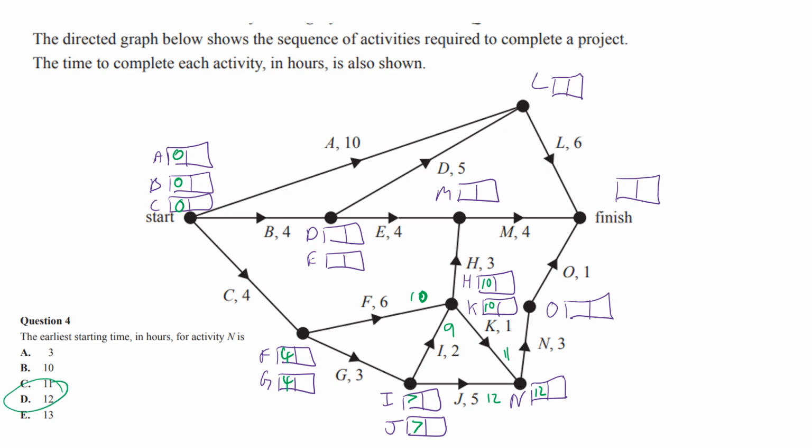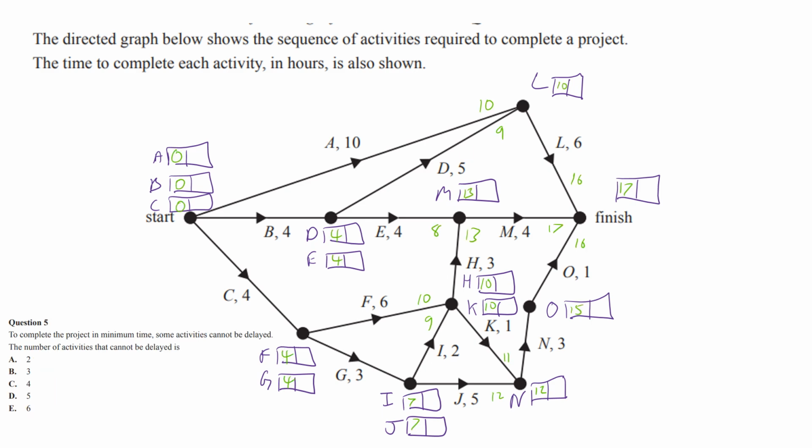D, 12. Bit of sass from VCAA on this. While there was some complexity in the activity network, students should be able to apply standard routine calculations to graphs, such as this, with care. Thank you, VCAA. Always a help.